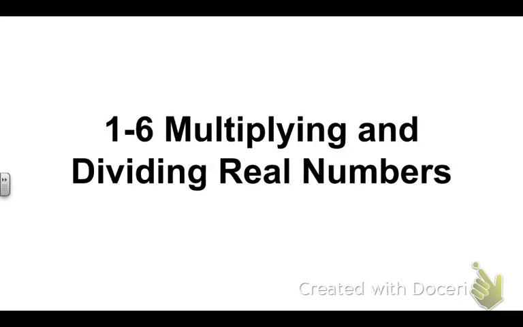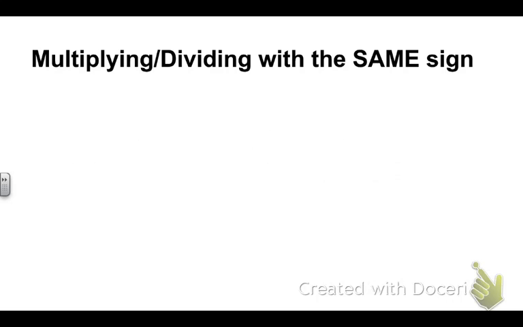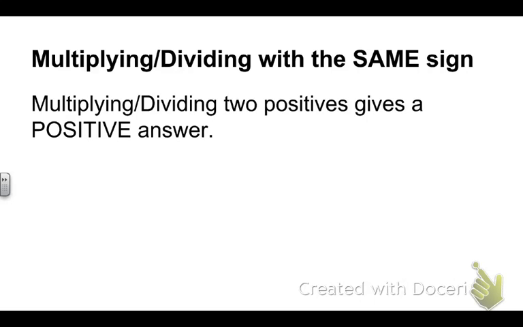Today I want to talk about multiplying and dividing real numbers. When you multiply two numbers or divide two numbers with the same sign, it's going to give you a positive answer. This is stuff you've been working with for years. 8 times 2, 24 divided by 6. These are all positive answers.